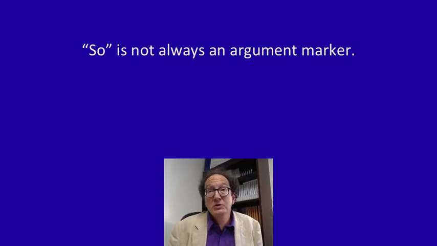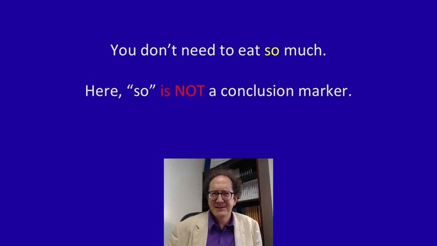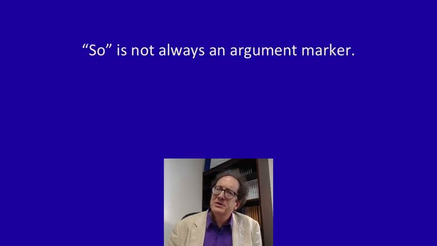Here's another example of the same point, but with a conclusion marker, the word "so." The word "so" sometimes indicates that the sentence after it is a conclusion and the sentence before it is a reason, but it can also indicate something entirely different. You don't need to eat so much. "So" there doesn't indicate that "much" is a reason for anything. The word "so" is getting used in an entirely different way. That should be obvious. But the point again is that you can't just look for the word "so" and label it as an argument marker. You have to think about the function that it's playing in the particular context.